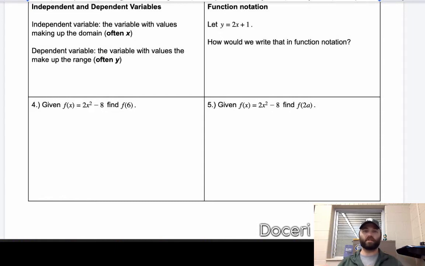It will pass the vertical line test. I don't think I said that on the last example. That was definitely a function though. We know this will pass the vertical line test, so we know it's a function, so we should be able to write it in function notation.